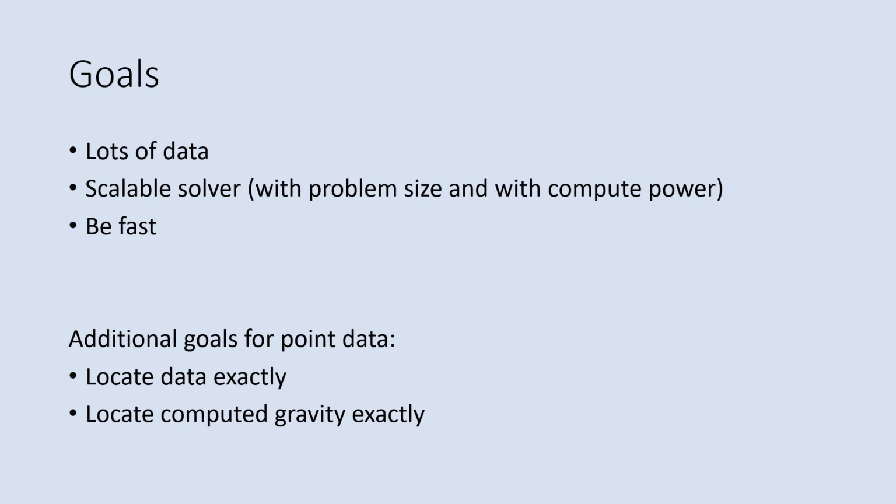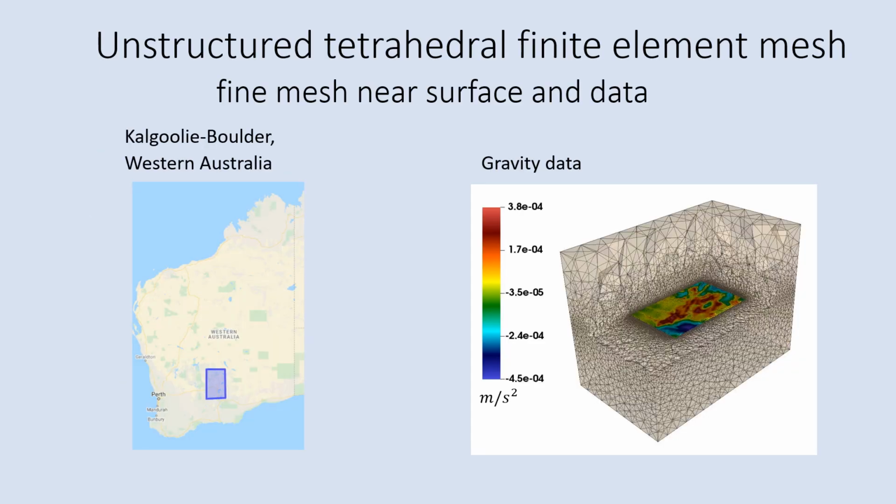The more data you have and the better the resolution of the data, the more likely that the result is going to be better. And because we want to look at big problems, we want the algorithm to be scalable. If we double the data or double the problem size, it's okay to double the compute time, but not increase compute time inordinately. And if we increase compute power, we want to decrease compute time. We want to be fast. For point data, we have two additional goals. We want to locate the data exactly in the mesh, and we want to be able to compute gravity exactly at those locations.